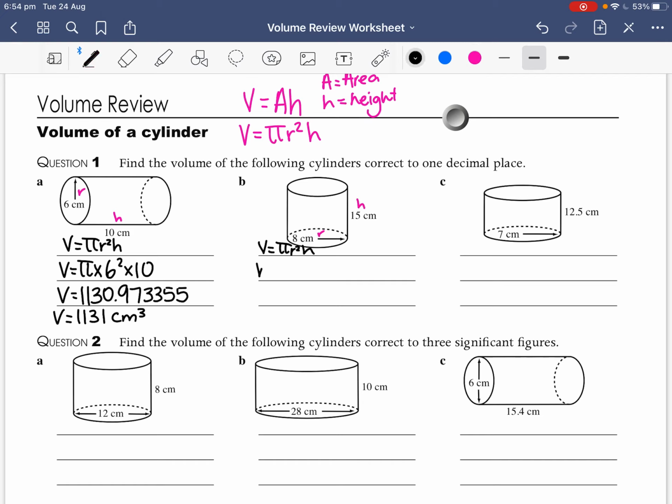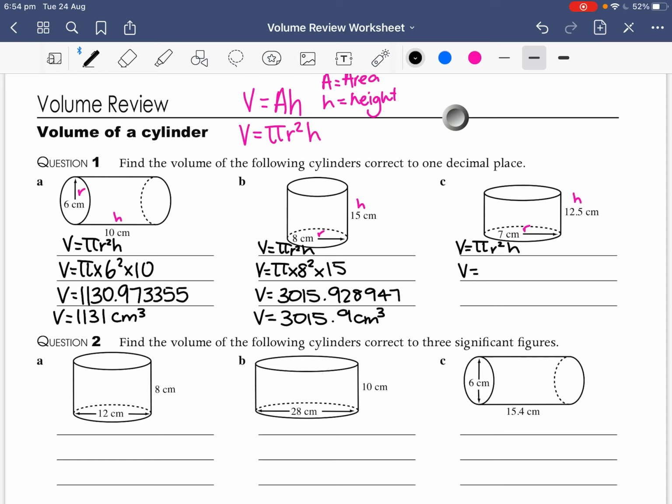So for our next one, we have volume equals pi r squared H. You have your radius is 8, your height is 15. So your volume equals pi times 8 squared times 15. So pi times 8 squared times 15 is 3015.928947. So to one decimal place, volume equals 3015.9 centimeters cubed.